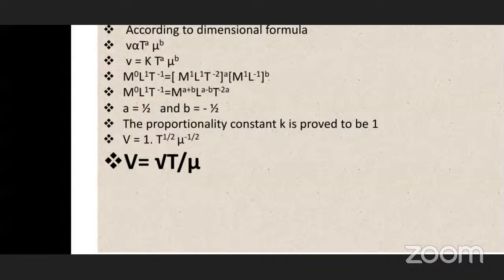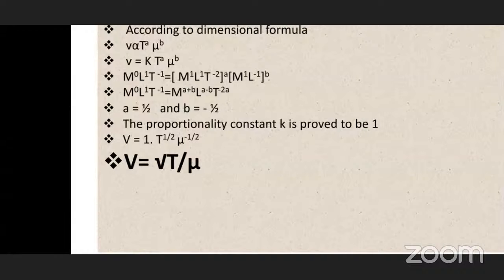Linear density means mass by length, you have to take that. While substituting those values and according to the dimensional formula, we take V equal to K T power A and mu power B. By comparing the powers of the dimensions of length and time, we can find A is 1 by 2 and B is minus half.